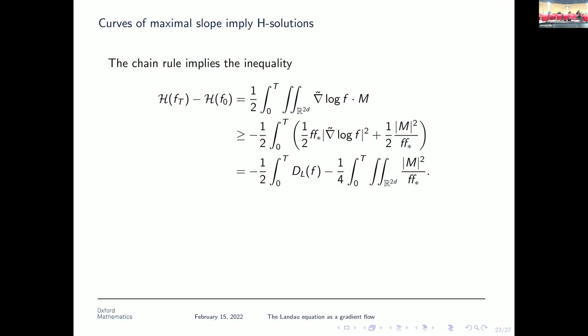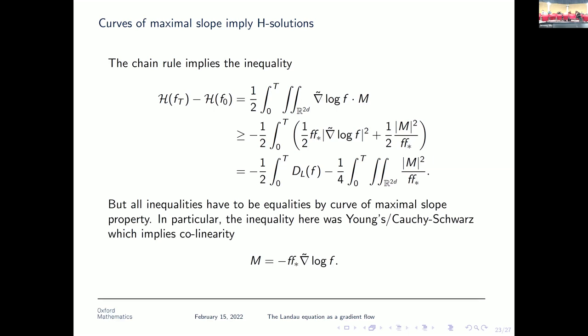For the reverse direction, again, you start from the chain rule. The chain rule says that I can differentiate the Boltzmann entropy, and I've integrated the chain rule in time, but that's the first line of this. And now I'm going to use Young's inequality with a minus sign. Here I've multiplied and divided by square root of ff star to separate into two terms. So I have the Landau dissipation, and then I have the other action energy functional coming from the Landau metric.